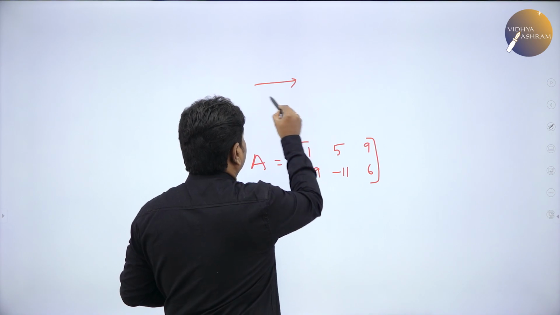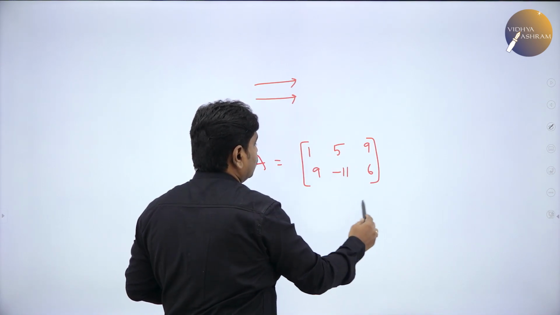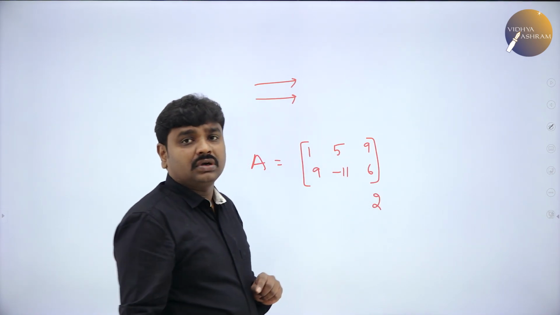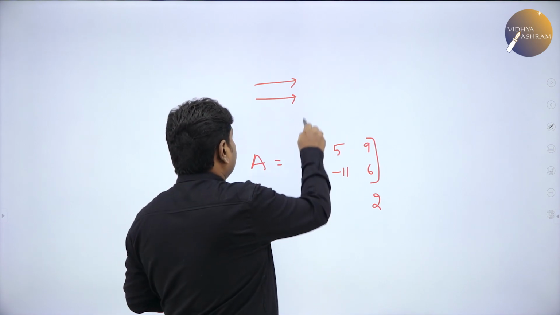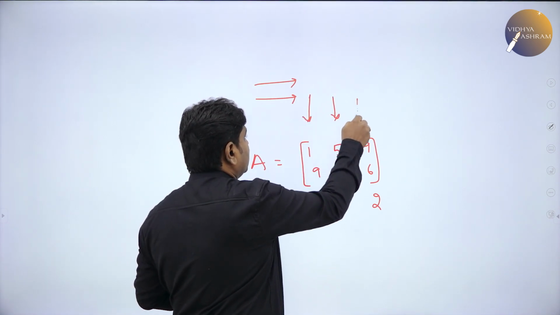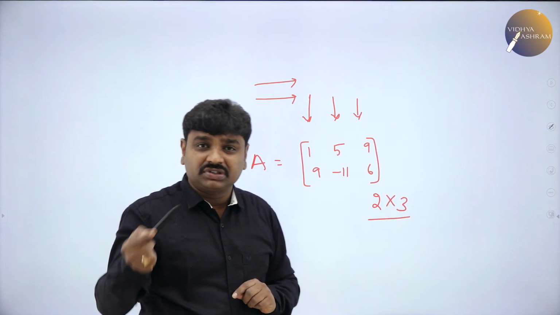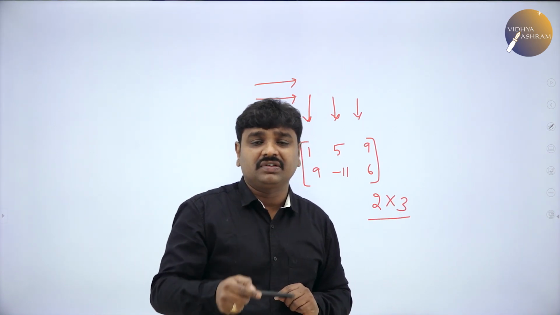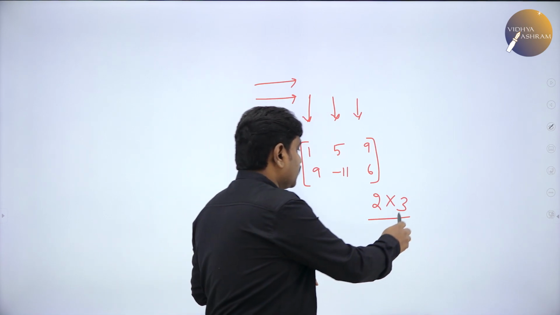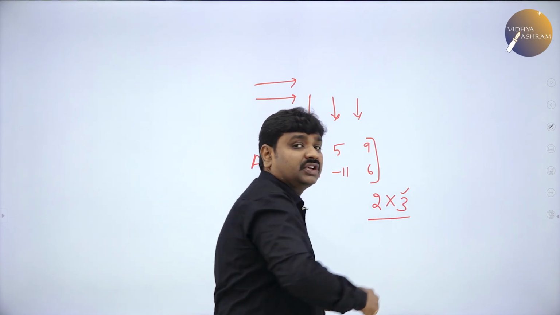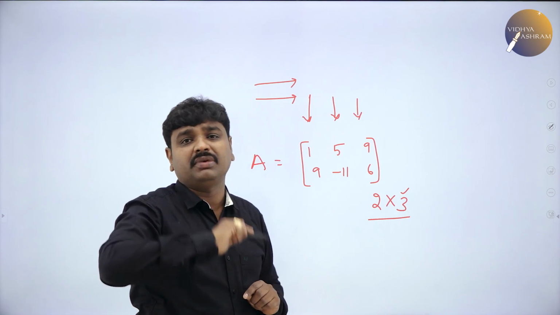Rows are horizontal: 1, 2, so 2 rows. Columns are vertical: 1, 2, 3, so 3 columns are there. The order of A is 2 cross 3. So first you should write the orders of the given matrices and check the number of columns of the first and the number of rows of the second. If they are equal, then you can multiply.